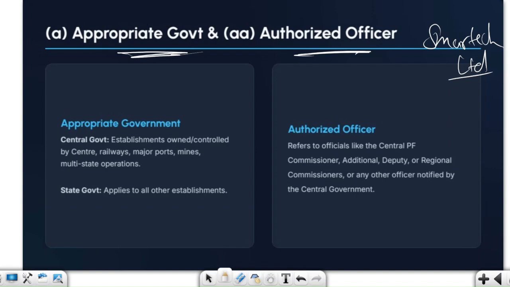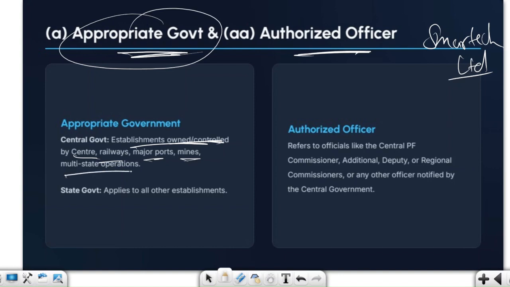The wording is basically complicated: appropriate government. What is the appropriate government? Central government established, owned, controlled by the Centre: railway, major port, mine, multi-state operation, PSUs. So the central government is the appropriate government for such an establishment. Suppose a company has establishments in Delhi, Maharashtra, Karnataka, Gujarat and falls within the relevant category. The central government may be the appropriate government.